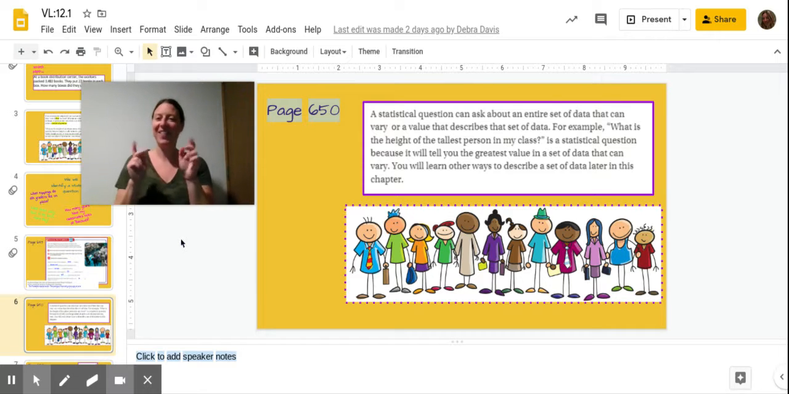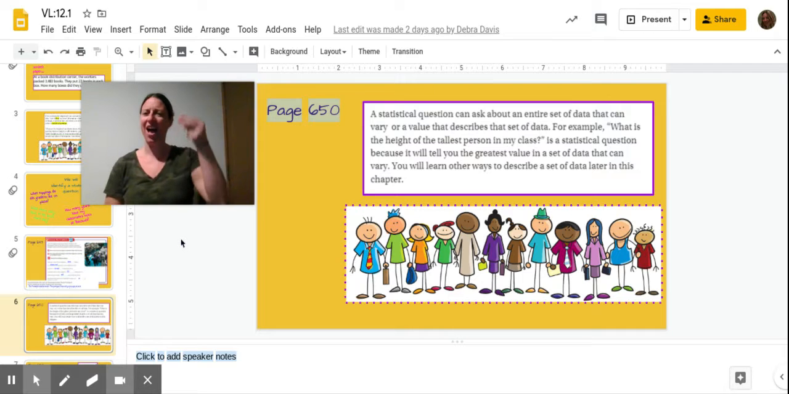A statistical question can ask about an entire set of data that can vary, or a value that describes a set of data. For example, what is the height of the tallest person in my class? Is a statistical question, because it will tell you the greatest value of a set of data that can vary. You will learn other ways to describe a set of data later in this chapter.